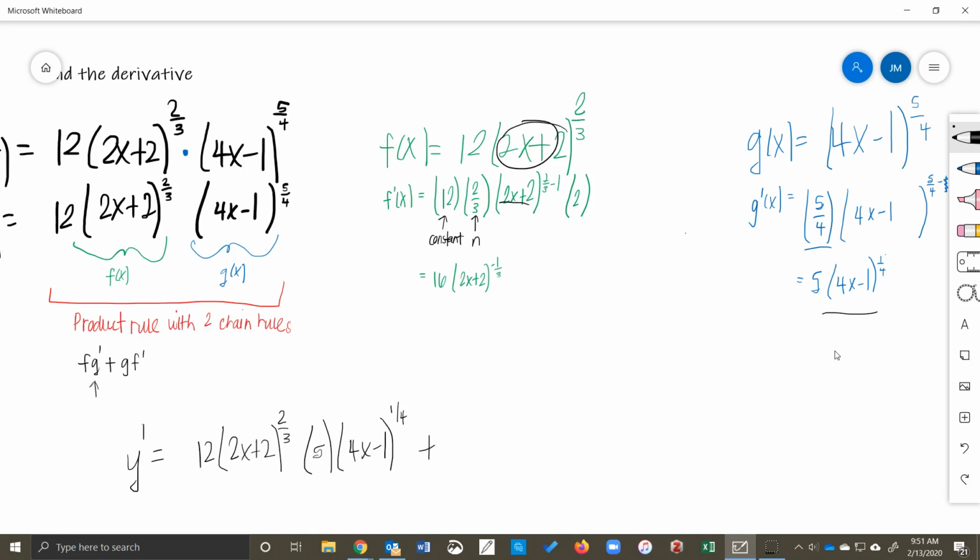So now I'm going to copy paste my g function, my original second function, and it was 4x minus 1 to the 5/4 power. And then it wants me to multiply that by f prime. And we found f prime right there. So 16, 2x plus 2 to the negative 1/3 power. Hate this whiteboard tool. It's always doing things I don't ask it to do.